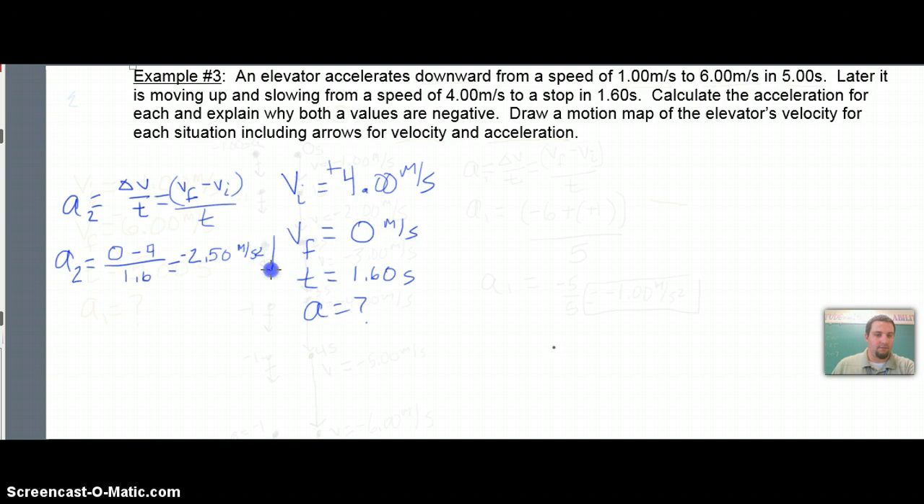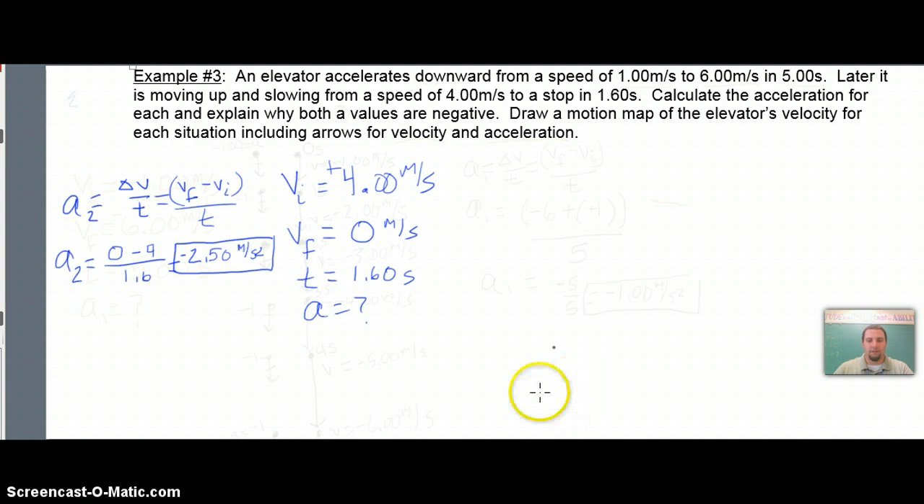So what does that mean? That tells us that the speed is decreasing, or it's increasing downward by 2.5 meters per second for every second in time. Okay? So since it's moving up, since its velocity is initially positive, it will be slowing down. Remember, when the velocity vector and the acceleration vector are pointing in opposite directions, the object is slowing down.